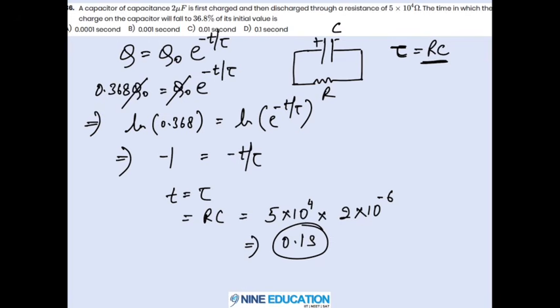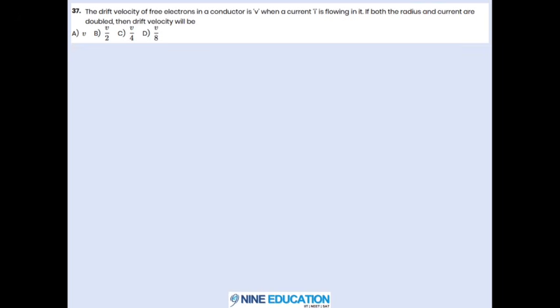I have done this in a long procedure, but you can just remember that the time taken for the charge to drop to 36.8% of its initial value is basically tau, that is RC. Got it? And this is the proof for that. Next question, please.